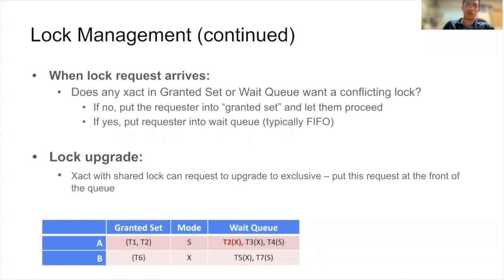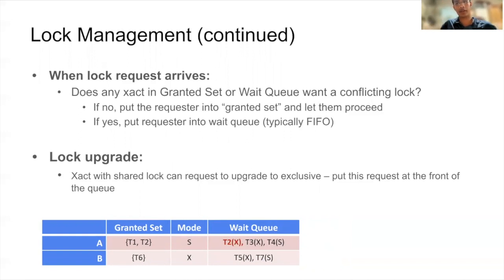So what happens when a lock request arrives? Well, we're going to see, does any transaction in the granted set or the wait queue want a conflicting lock? If no, we're going to put the requester into the granted set. We're going to grant that lock, and then we're going to let it proceed as normal. But if yes, if there is a transaction in either the granted set or the wait queue that wants a conflicting lock, we're going to put the requester into the wait queue and tell it to wait its turn. It has to wait for everything else to go through before it can get the lock it wants.